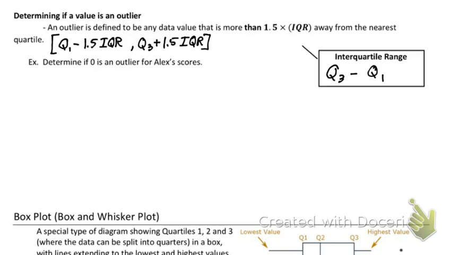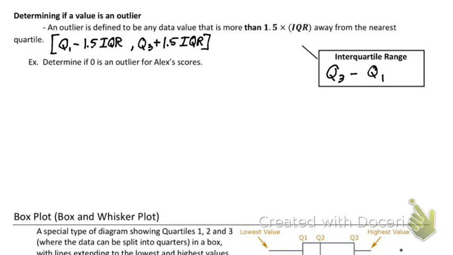Yes? So it can't fall between Q3 and Q1 for it to be an outlier. Correct. Definitely not. It definitely has to be outside our quartiles, because that's our primary data. 50% of your data is between quartile 1 and quartile 3, because your median is right there.